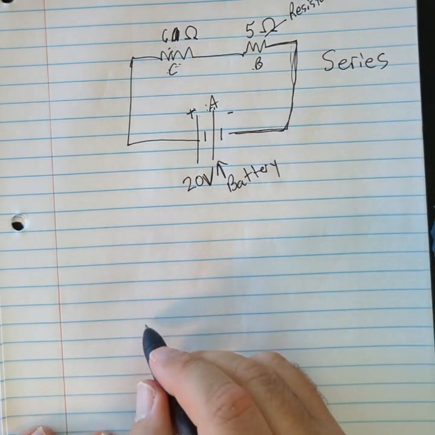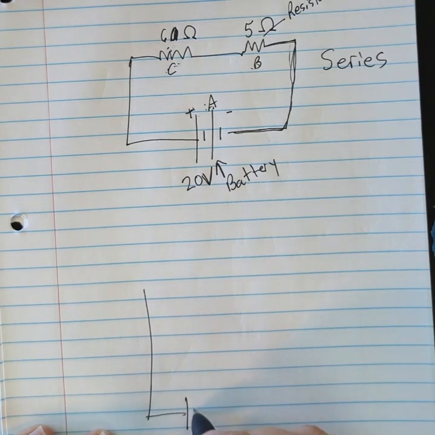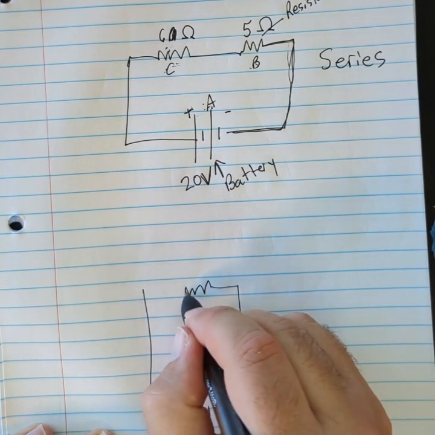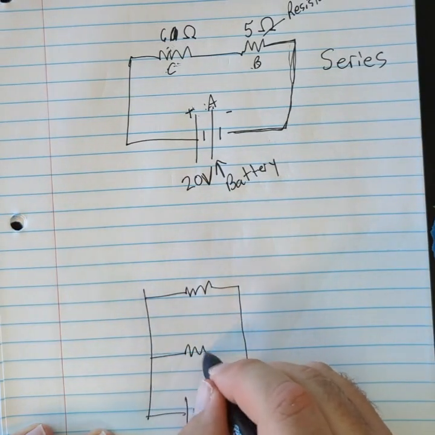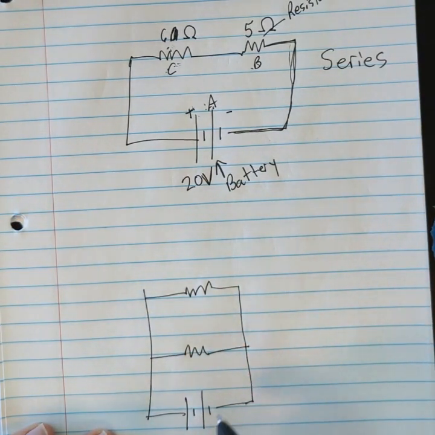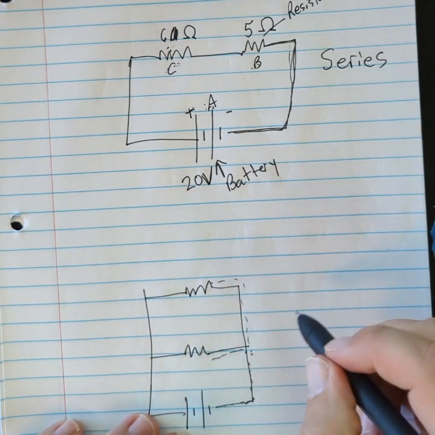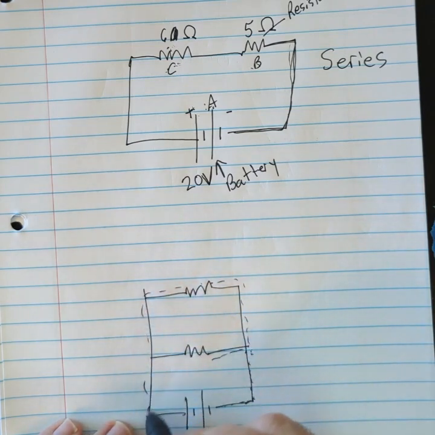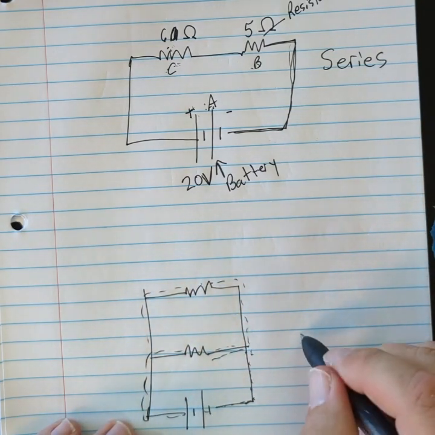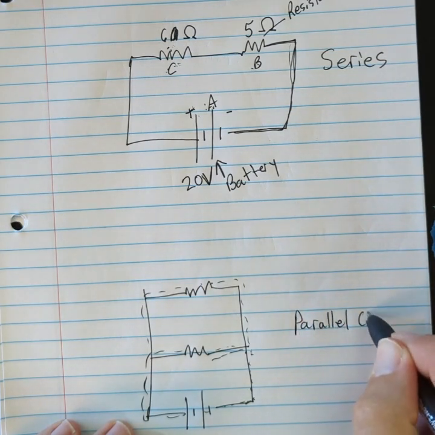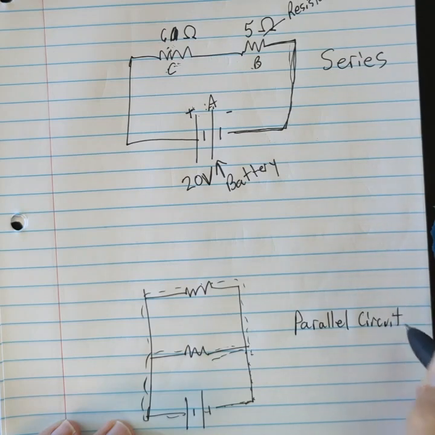Now you could also have a circuit that was set up something like this. And so now the electrons are going to come out, and some of the electrons will go this way, and some of the electrons will go this way. And they'll go through and all the way through, and these electrons will go through and all the way back around. So this is what we call a parallel circuit.